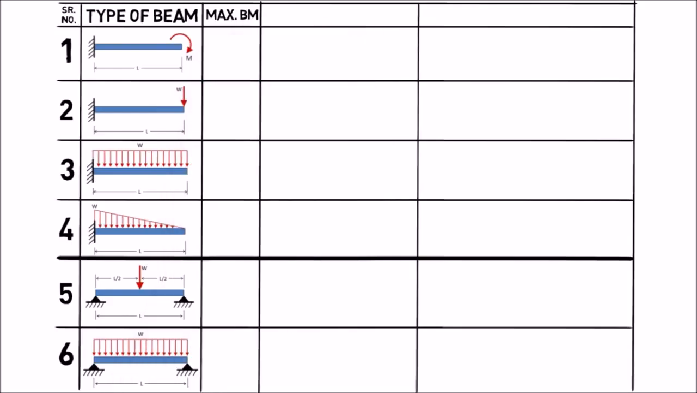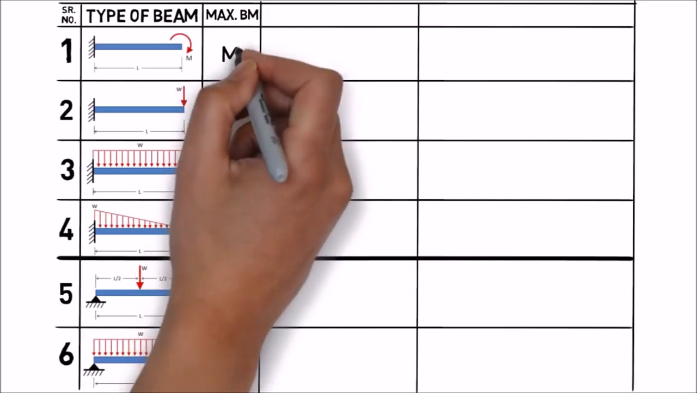As we all know that maximum bending moment in case of cantilever beam will occur at the fixed end, hence taking moment at fixed end. While in case of simply supported beam, the maximum bending moment will occur at the center, hence taking moment at the center. In first case, maximum bending moment is M itself, because a single moment is there which will keep bending moment constant throughout its length.